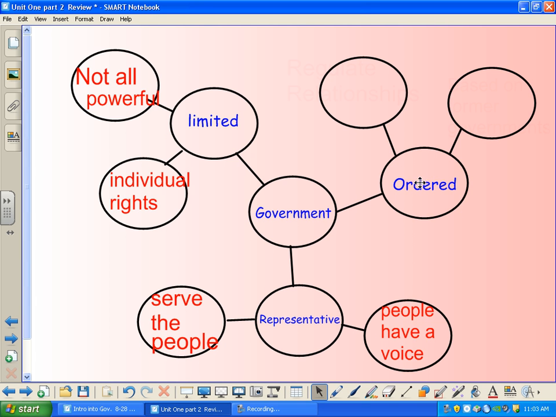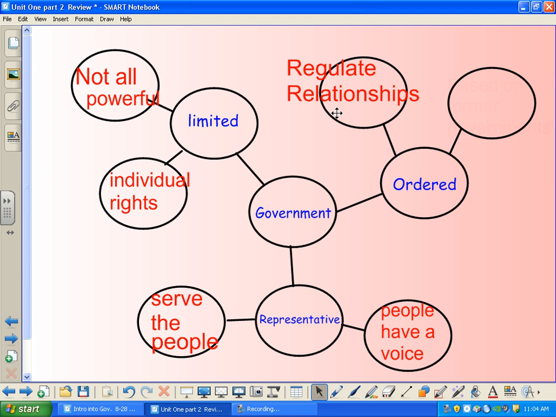All right, so let's move on to ordered. Now, this is the idea here, and I wrote down regulate relationships. That means that the government is responsible to make sure that the different agencies, the different countries, the different ways that people interact with each other, it can't be just everybody going crazy. There has to be some sort of regulated way of doing things within the government.